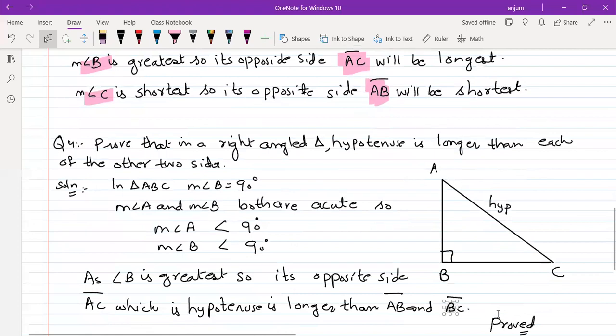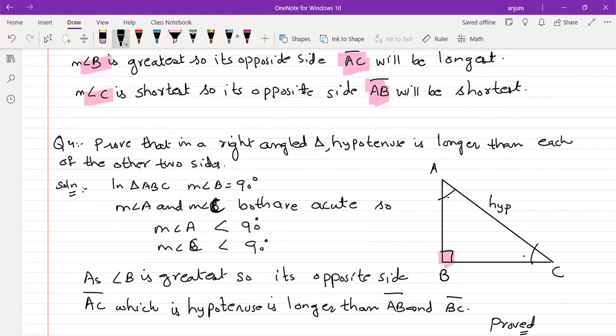Now question number 4, prove that in a right angle triangle, hypotenuse is longer than each of the other two sides. Now we have a right angle triangle in which measure angle B is 90 degree, and if measure angle B is 90, then measure angle A and measure angle C both will be acute. This angle A and this angle C will be acute because the sum of A and C will be 90.